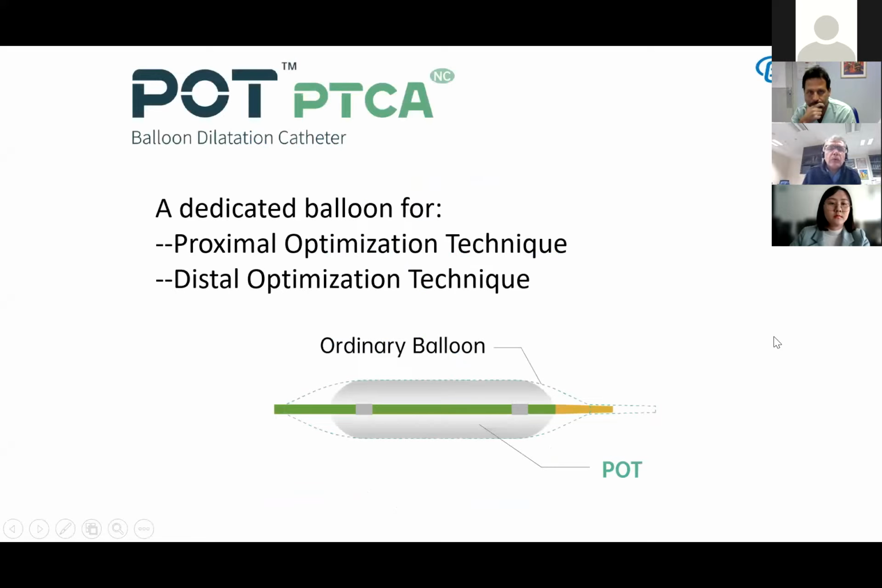Okay, now it moves. And we know that the proximal optimization technique is very important to perform, especially in bifurcation, to prepare the kissing balloon, to prepare the recrossing of the branch, and to oppose very well in the proximal part, especially in the tapering vessel. And the problem that we know is the need for a very short balloon with very short shoulder to avoid the outside stretch against the vessel wall or to avoid the geographical miss.